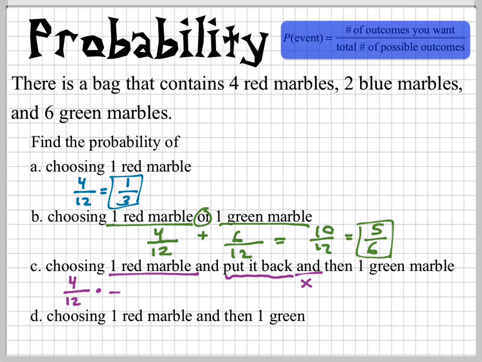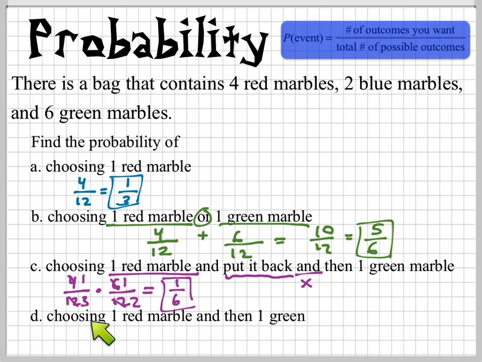The next probability, how many total possibilities are there? If the marble's put back, it's still 12. And there's how many total greens? There's 6 total greens. Then we just have to multiply those straight across. First going to simplify these. That becomes 1, this becomes 3, that becomes 1, this becomes 2. And so we get 1 over 6. So 1 over 6 is your probability for getting one red marble and then putting it back and then one green marble.